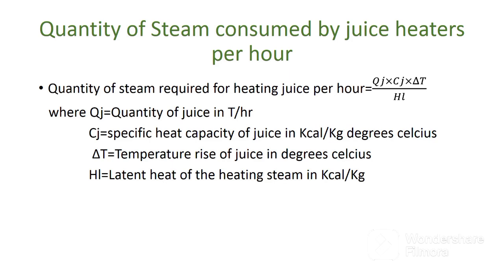Remember, raw juice or mixed juice from the milling section has a temperature of around 30 degrees Celsius. This temperature has to be raised to around 105 degrees Celsius for easy liming and clarification. So the formula for calculating the quantity of steam required for heating juice per hour is equal to quantity of juice flow in tons per hour times specific heat capacity of juice in kilocalories per kg degrees Celsius times temperature rise of juice in degrees Celsius over latent heat of the heating steam in kilocalories per kg.